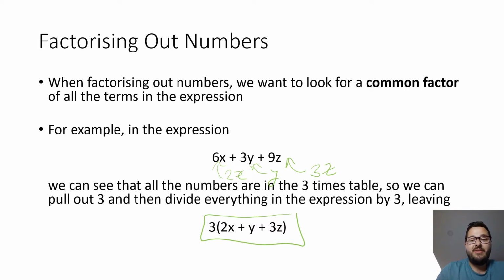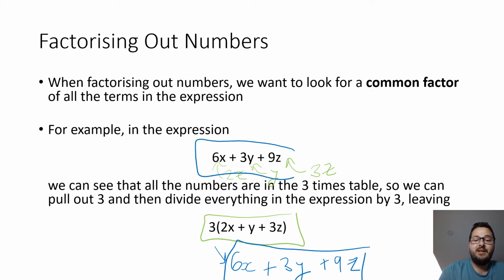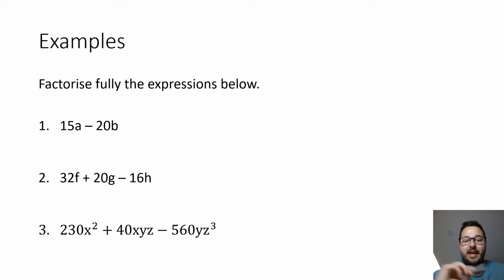So if I just have this and expand it, 3 times 2x is 6x. 3 times y is 3y, and 3 times 3z is 9z, and hopefully that should be what we started off with. So you can always check if you factorised it correctly by then expanding it. Okay, so let's have a go at some questions. Again, feel free to pause the video and give them a go. Otherwise, we shall do them together.